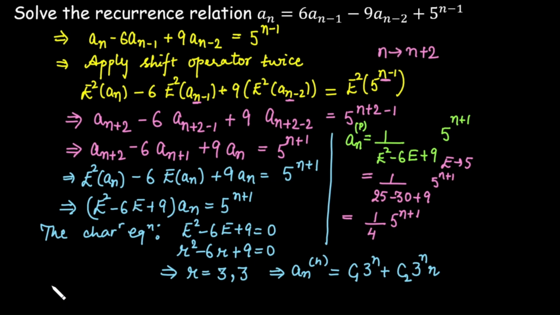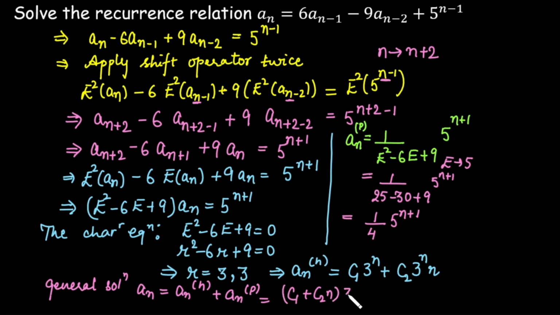So overall, the general solution in this case is an equal to homogeneous solution plus particular solution. So the homogeneous solution is this. We can write this as (C1 + C2 n) times 3 raised to power n, plus the particular solution, which is 1 by 4 times 5 raised to power n plus 1, and that is the final answer in this case.